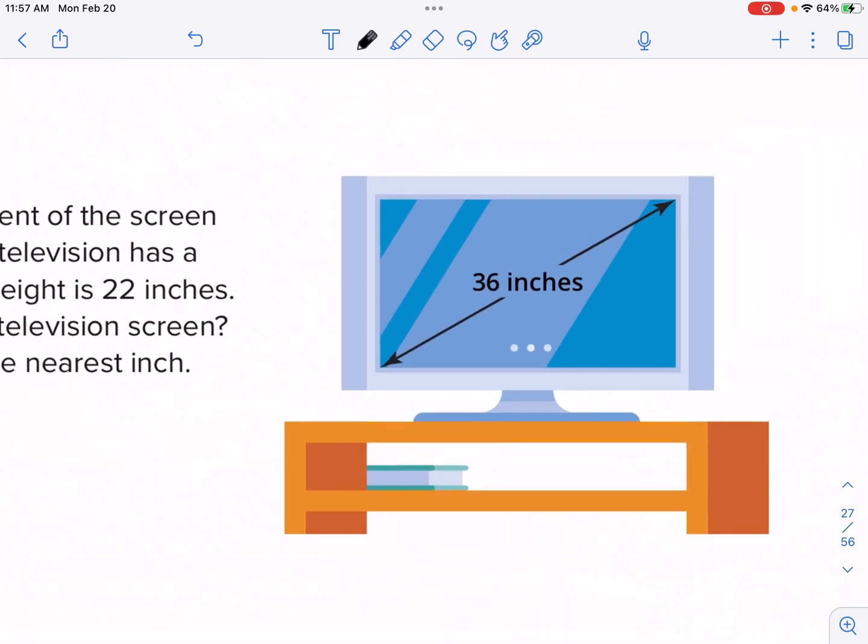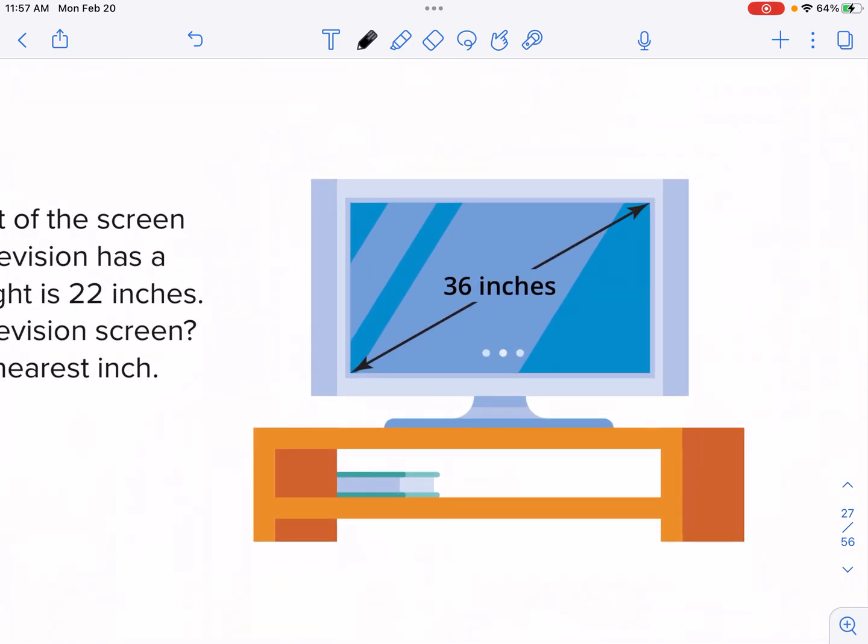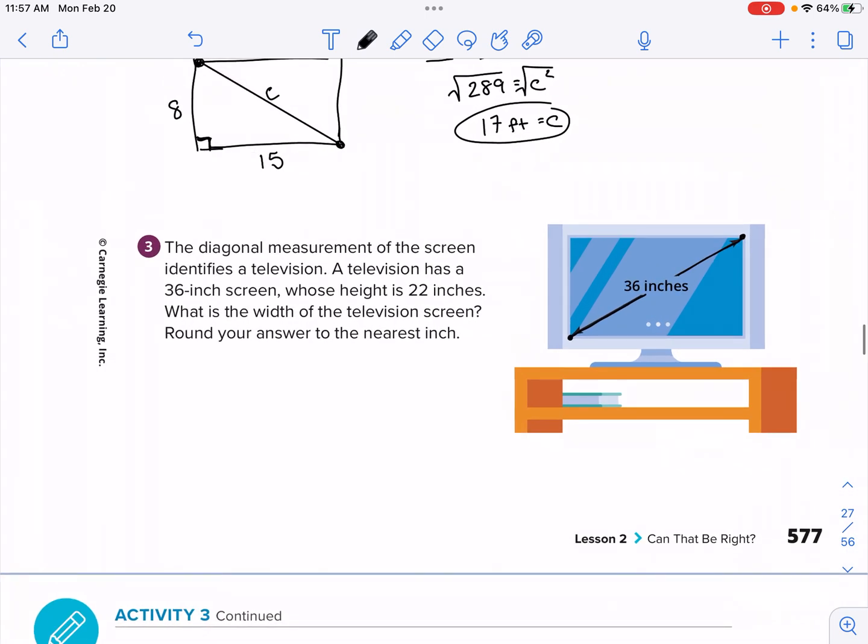So when you buy a television, if something says it's a 36-inch screen, it means the diagonal of that screen, it's not the width of it. This is what it means. So if something is, let's say, a 300-inch screen, it's the diagonal of it. So whenever you buy televisions, or screens, or monitors, or laptops, whenever it tells the dimension, it's the diagonal.